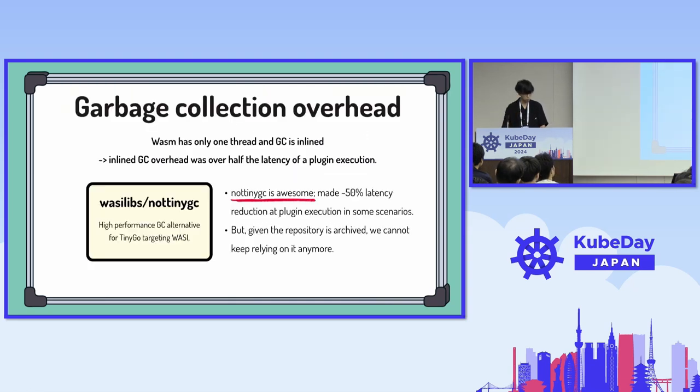So another overhead here is garbage collection. It runs as one thread, with garbage collection inline. As a result, garbage collection took over half of the latency of program execution.